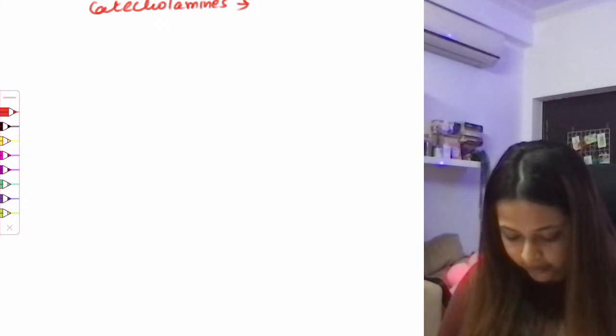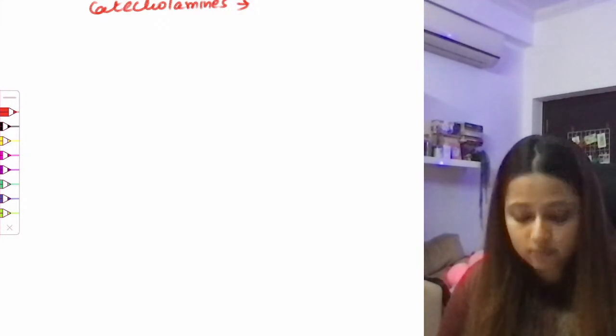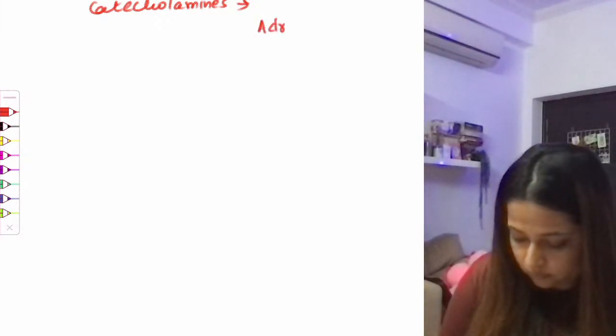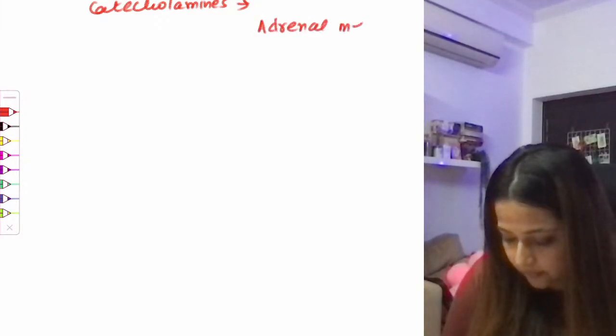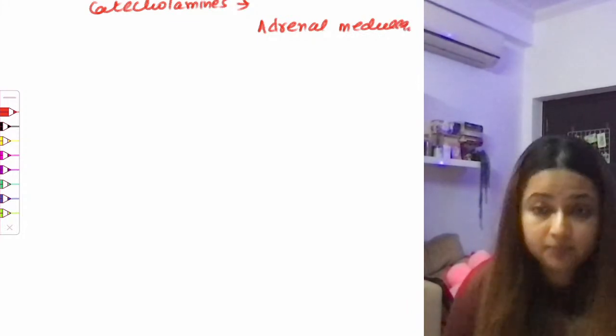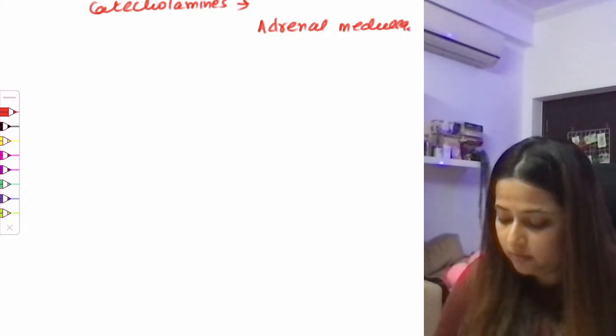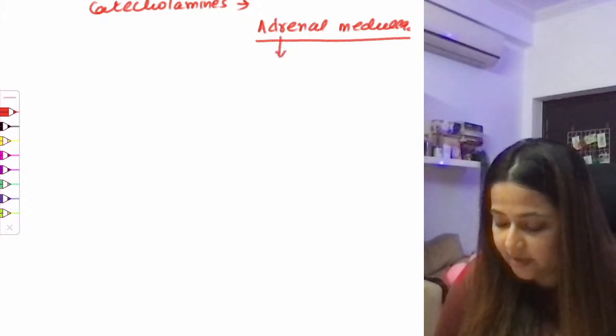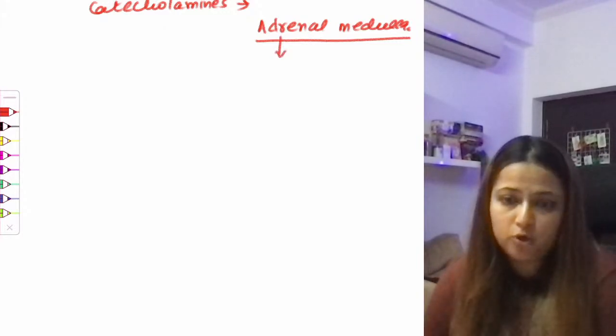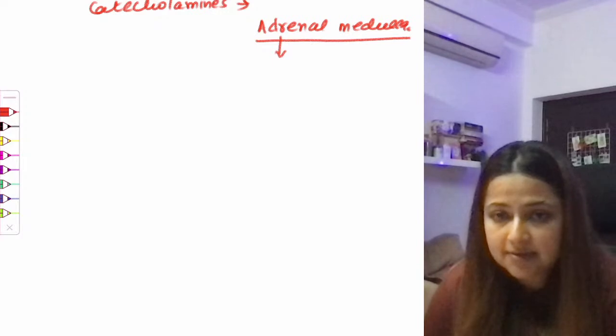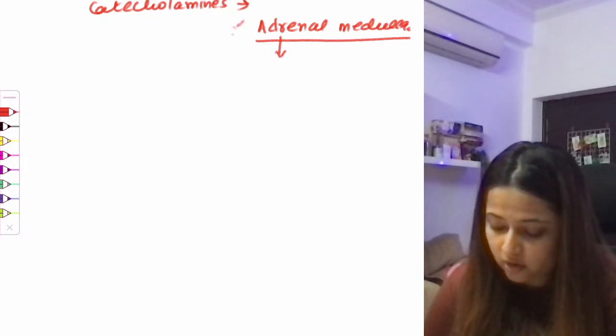Anyone? Where are catecholamines made in the body? The answer to this question is adrenal medulla. Adrenal medulla. Okay. Now, next question, which type of cells in the adrenal medulla are making catecholamines?